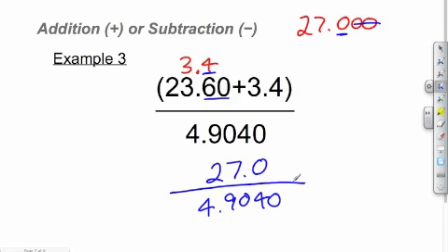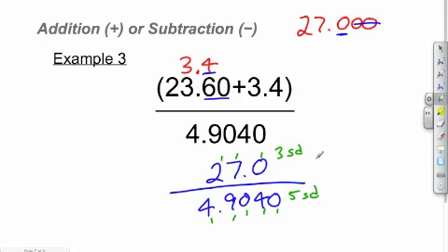Here we can see now we're going to apply the rule for multiplication and division. 27.0 has 3 significant digits. 4.9040 has 1, 2, 3, 4, 5 significant digits. My answer can only have the same amount as my weakest link, or the value with the fewest number of significant digits. So my answer is going to be rounded to 3.